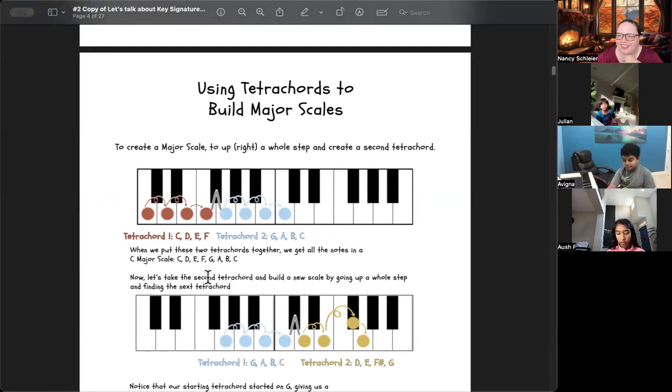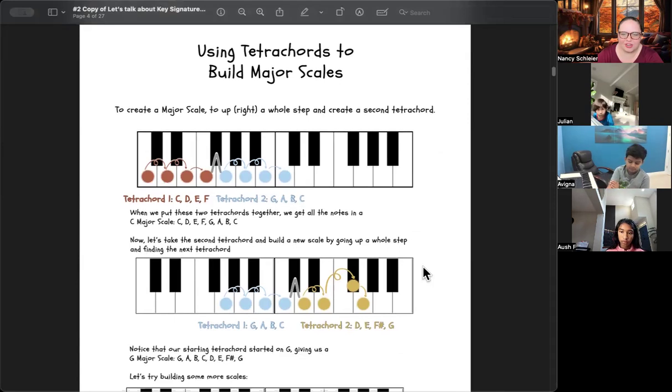Is it the first one, just C, D, E, F, G, F, E, or is it the long one? It's the long one. Both hands or only one hand? You can do just one hand. Okay. Very good. Really good job.